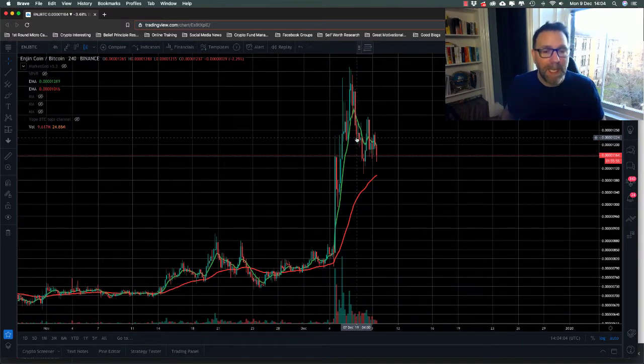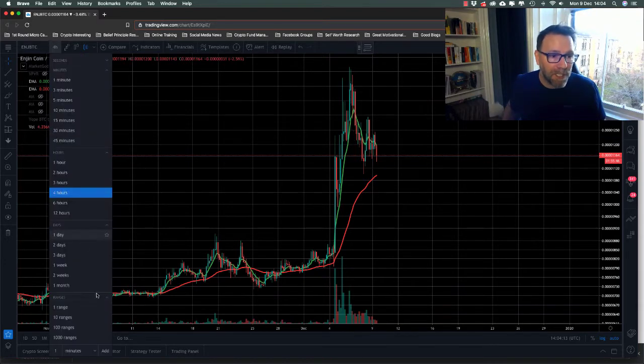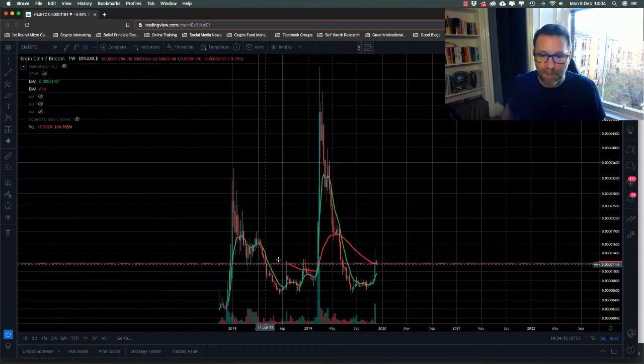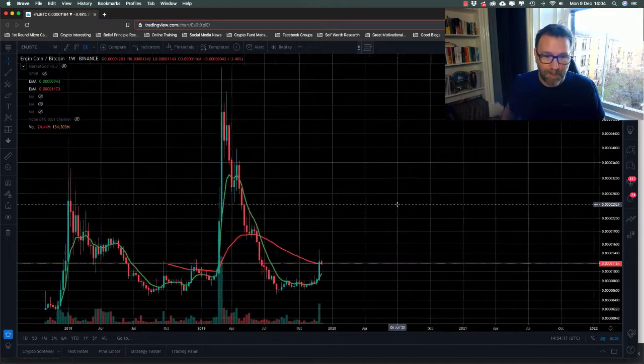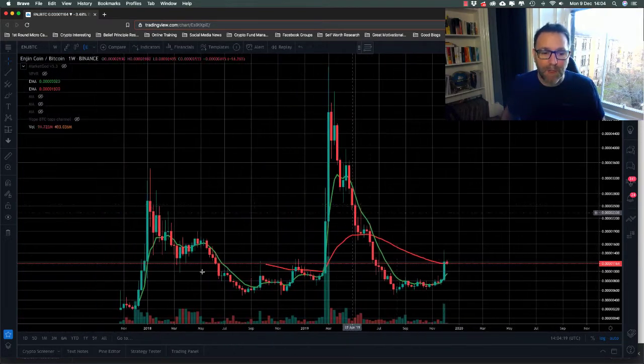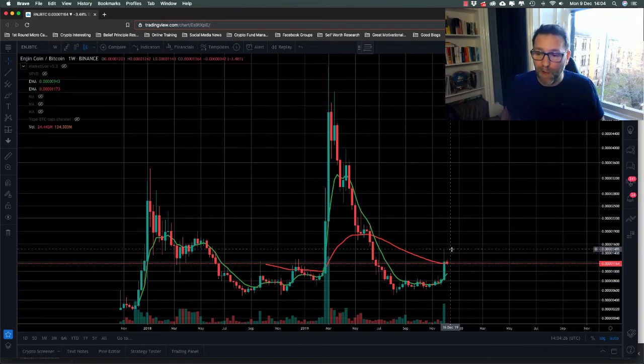However, there are a few things we can look at in technical analysis to take a bigger look at the bigger picture. First thing we're going to do is look at the weekly view of this. So this is a weekly view of EnjoinCoin, and when you look at it from this point of view, it doesn't look like that big of a rise.